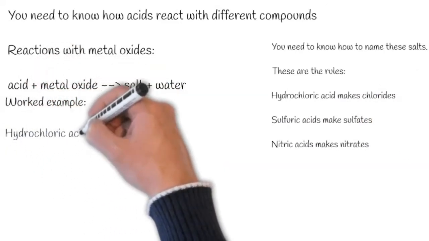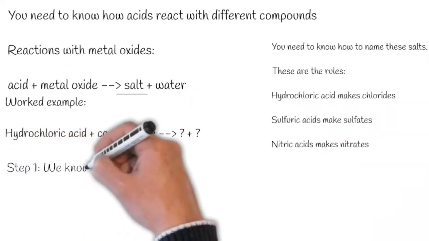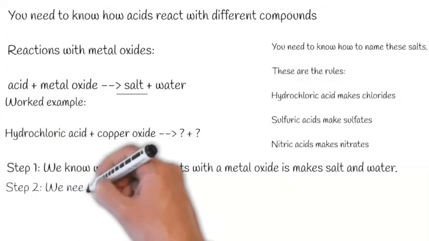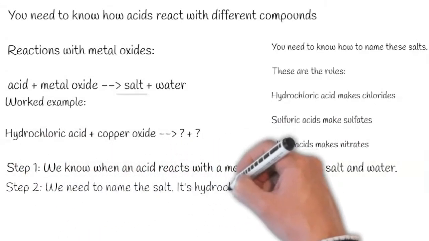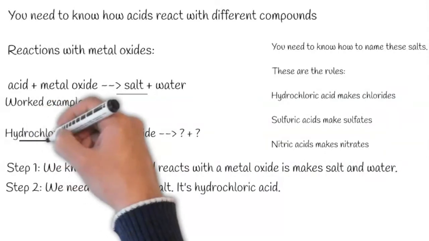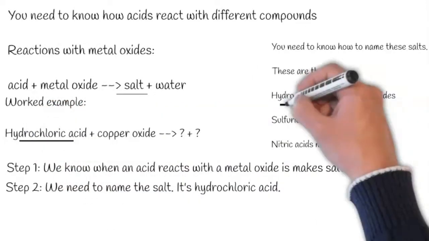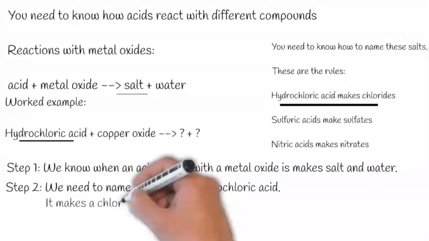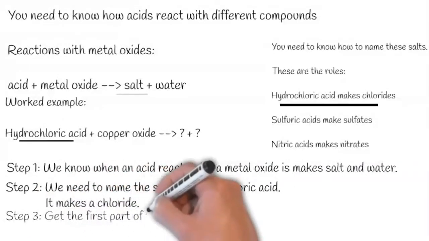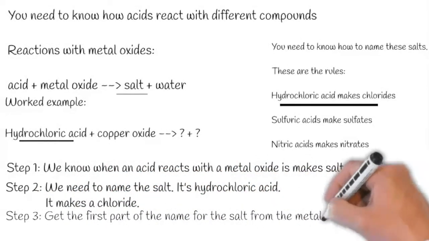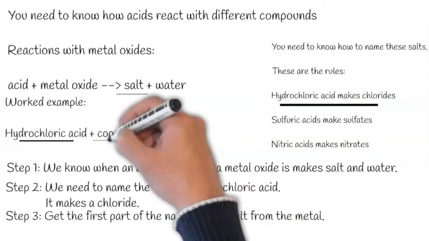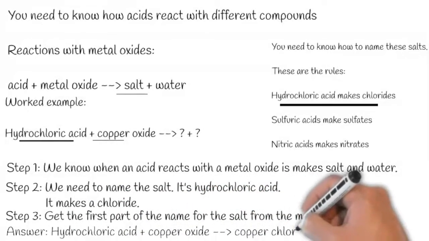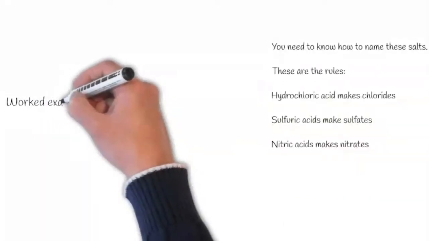Let's go through a worked example. Hydrochloric acid plus copper oxide makes what? Well, we know when an acid reacts with a metal oxide, it makes salt and water. We need to know the name of the salt. It's hydrochloric acid, as you can see here, and we know that a hydrochloric acid makes a chloride. Get the first part of the name for this chloride from the metal. It's a copper that we're reacting it with, so it's hydrochloric acid plus copper oxide makes copper chloride plus water.